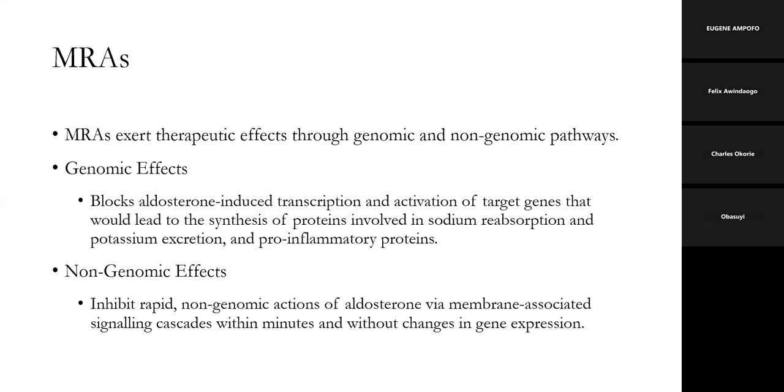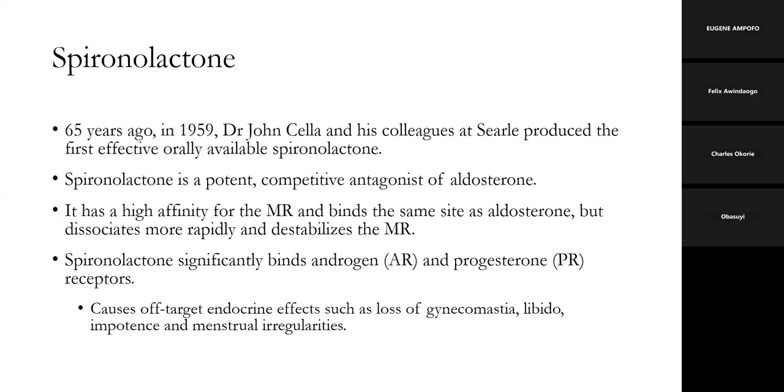I think I've explained this already. So the genomic effect is that aldosterone binds and then induces transcription and activation of target genes. And this leads to proteins that are synthesized, involving sodium reabsorption, potassium excretion, and then we have the pro-inflammatory, pro-fibrotic proteins that are also released. Non-genomic effects usually do not involve gene transcription, but these are signaling cascades that happen within the cell, and that also leads to absorption of sodium and excretion of potassium. But then there's no gene transcription involved here.